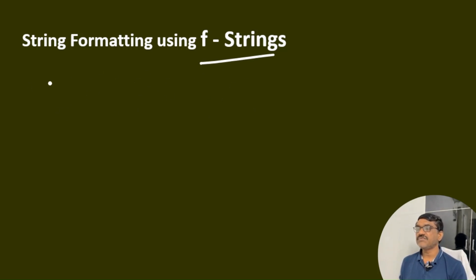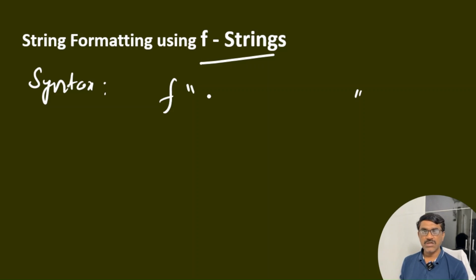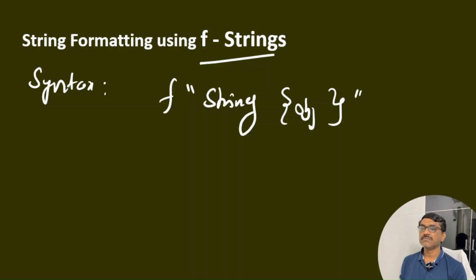What do you mean by the F string? The syntax of F string is as follows: you take F, and you can use single quotes or double quotes, because a string can be enclosed in either. Within the quotes, we give a predefined string, and after that you can enclose any type of object. This is the syntax of F string.